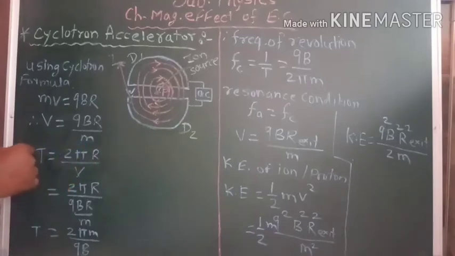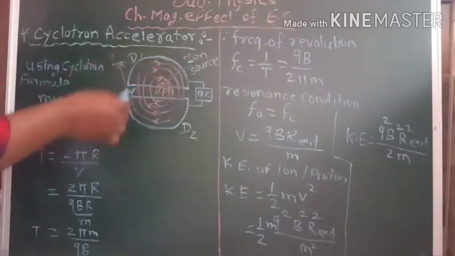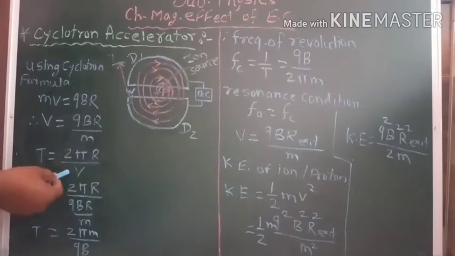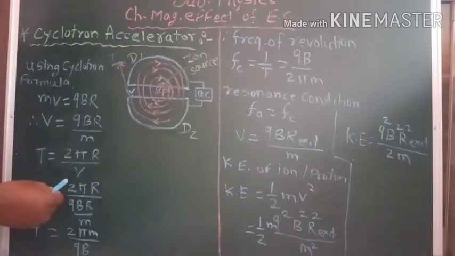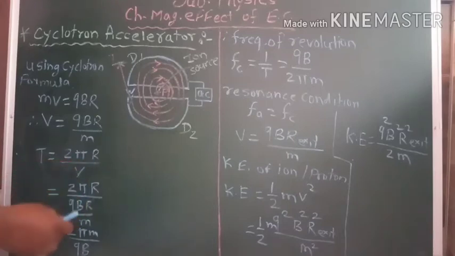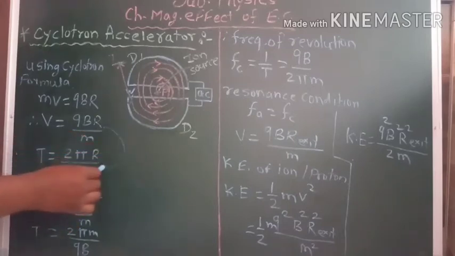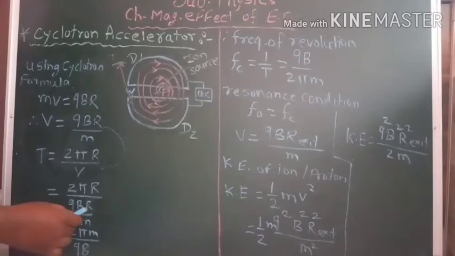Then the time of revolution of that charged particle, because it is circular motion, we can write the formula 2 pi r upon v. 2 pi r is the circumference of the circle. v is the velocity of that charged particle which is accelerated between these two Ds. Therefore we put the value of v in this equation: 2 pi r as it is, divided by v, where the value of v is qbr upon m.